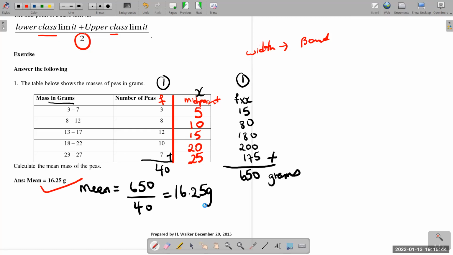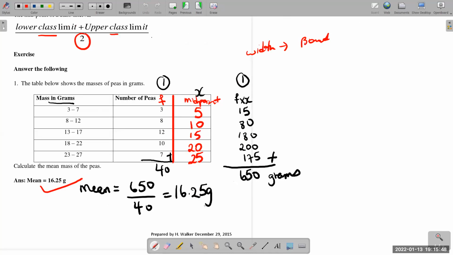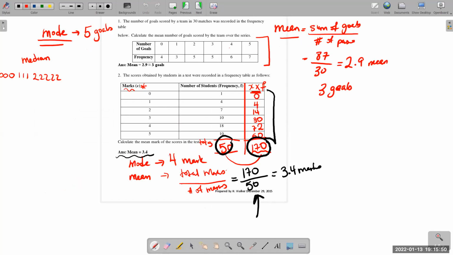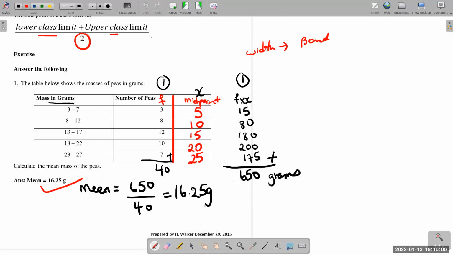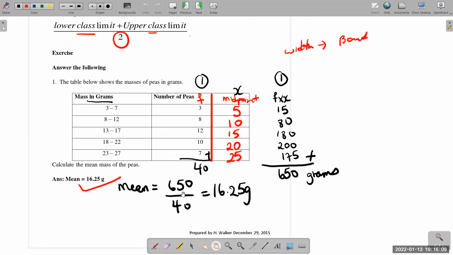So y'all realize this? Y'all realize the process for ungrouped data is the same thing for group data. What is the difference? For ungrouped data, we had to multiply, right? Because obviously this tells us the frequency. But when it comes to group data, what did we need to find instead? We needed to find the midpoint. So that's the difference. The formula is always the same.